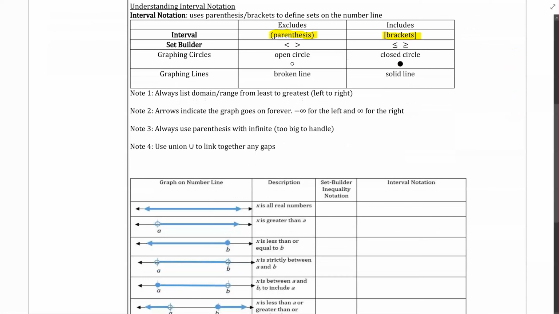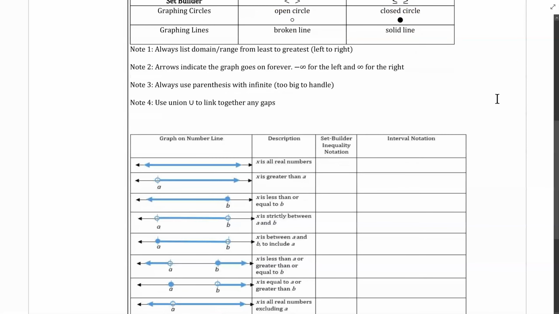Some notes. We always list the domain or range from least to greatest. So on the number line, least to greatest is left to right. If instead of dots, we have arrows, that indicates that the graph goes on forever. And so we use negative infinity if it goes to the left forever, and we use positive infinity if it goes to the right forever. Because infinity is not considered a number, the joke I like to say is it's too big to handle, so we don't include infinity, and so we always use parentheses.